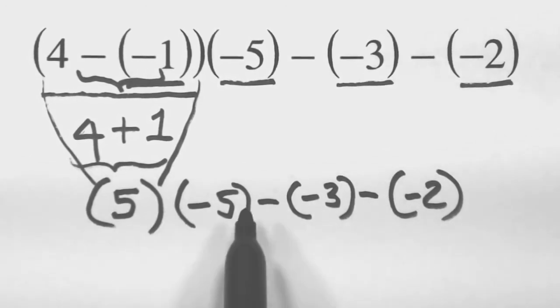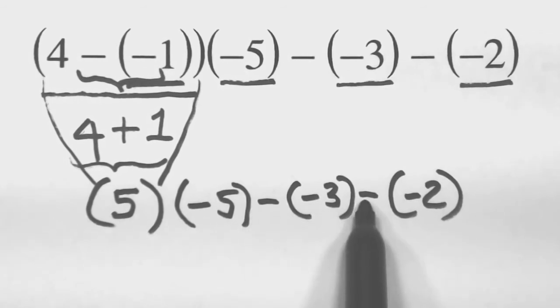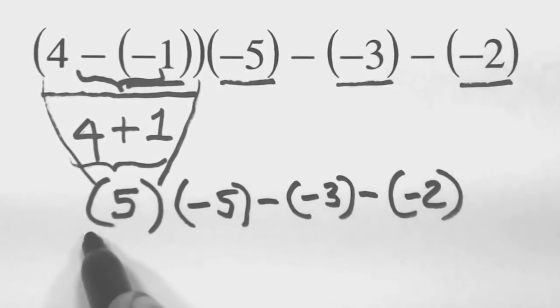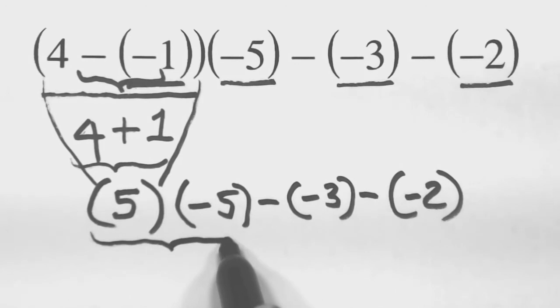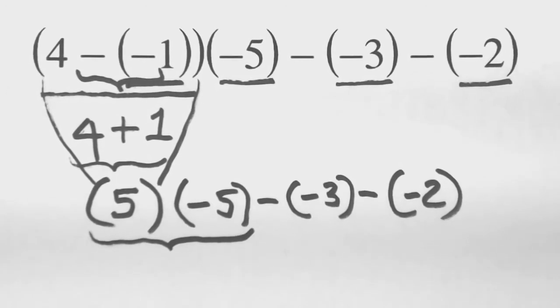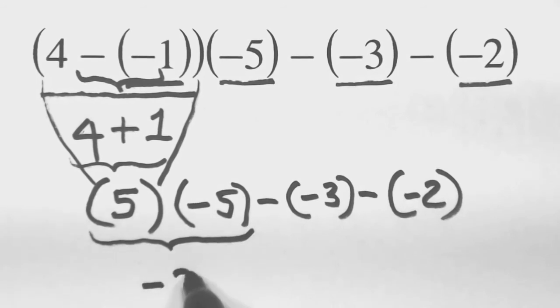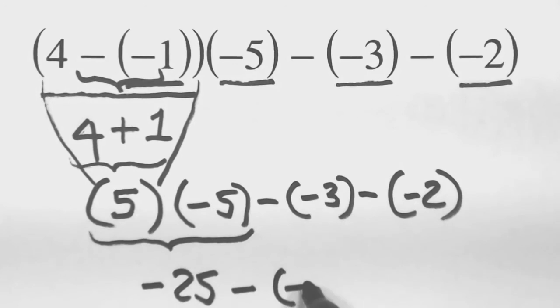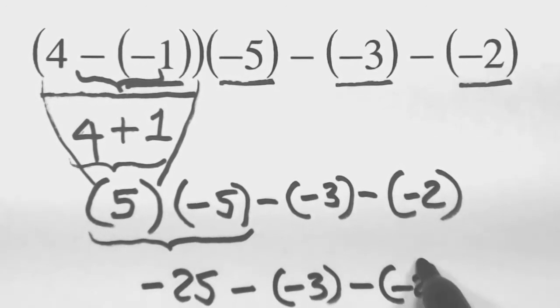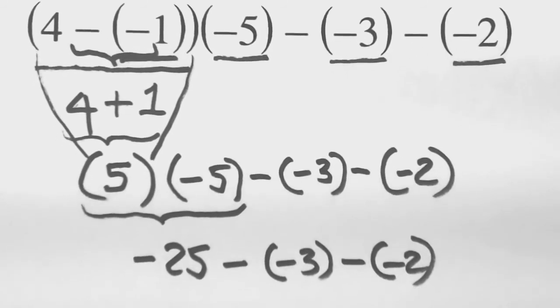That means multiply. So this is a multiply, here's a subtract, here's another subtract. So multiply is of higher importance than the subtracts. So we have to do this multiply first. 5 times negative 5 gives me negative 25. Now copy everybody else down exactly as they are if they haven't been used yet. So here are the rest of the guys.